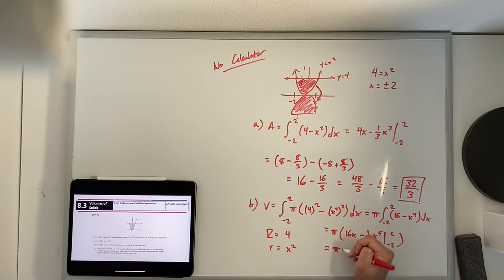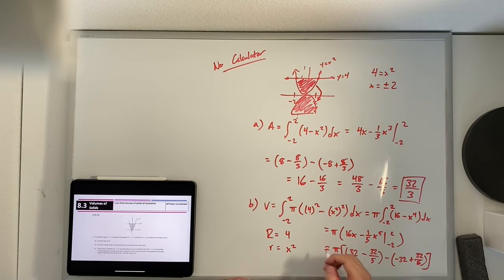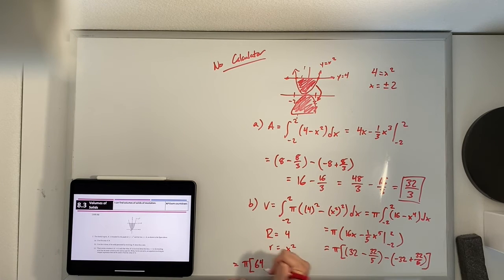Plug in 2, we have 16 times 2 is 32, minus 32 over 5, minus, plug in -2, we have -32, plus 32 over 5. Okay, and I'm going to continue this over here. Pi times, we have 32 plus 32, that's 64. -32 over 5 minus 32 over 5 is -64 over 5.